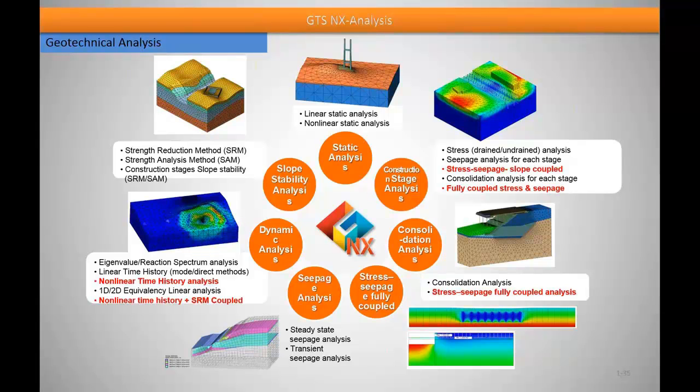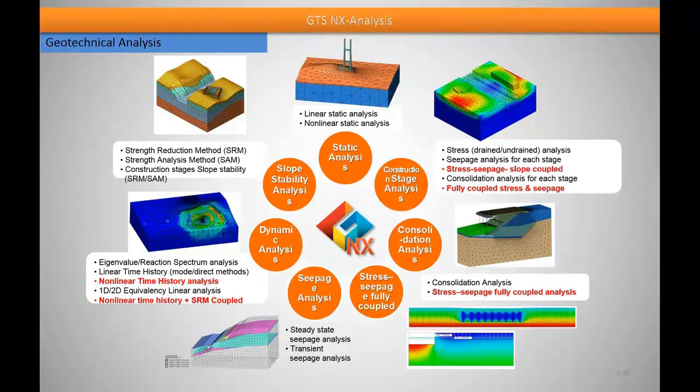In the slope module, you can perform the SRM, that is the strength reduction method, SAM, that is the strength analysis method, and the construction stage considering SRM and SAM methods. In the dynamic analysis, you can perform the nonlinear time history analysis, eigenvalue, response spectrum, and linear time history analysis. Now there is an option, nonlinear time history plus SRM.